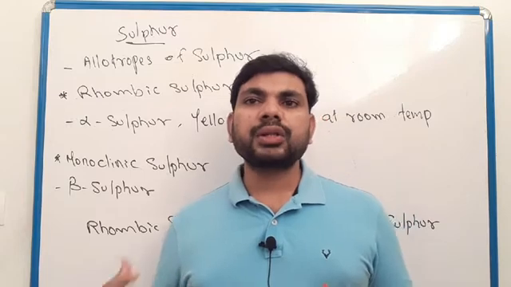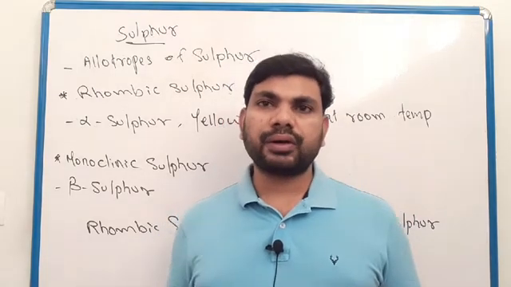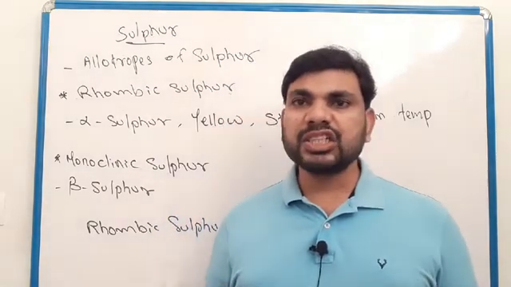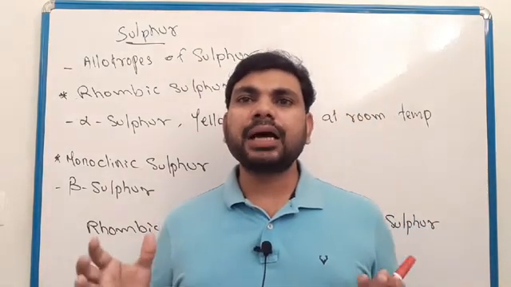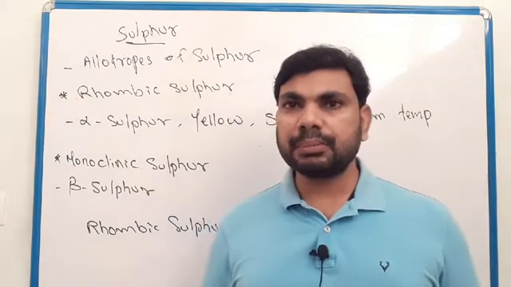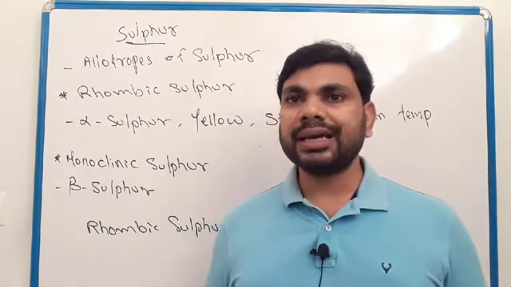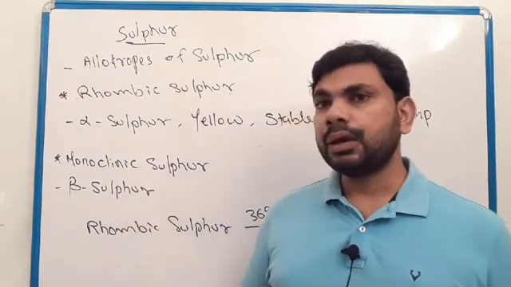Rhombic sulfur is also called alpha sulfur. It is yellow in color and it is stable at room temperature. Next one, beta sulfur.